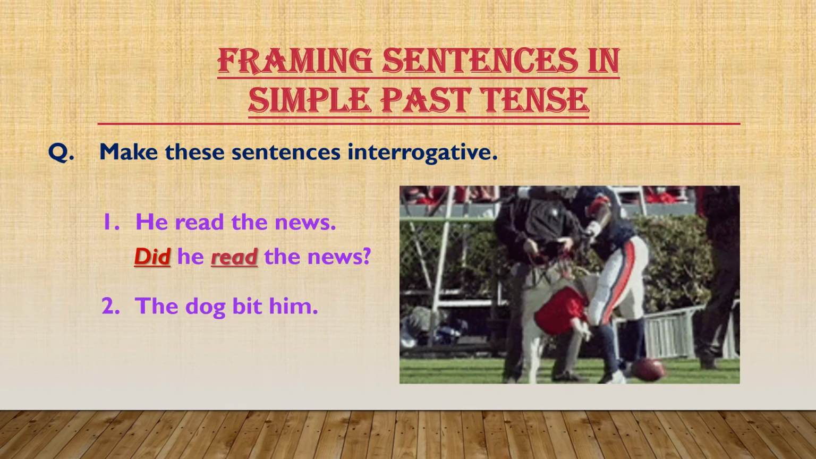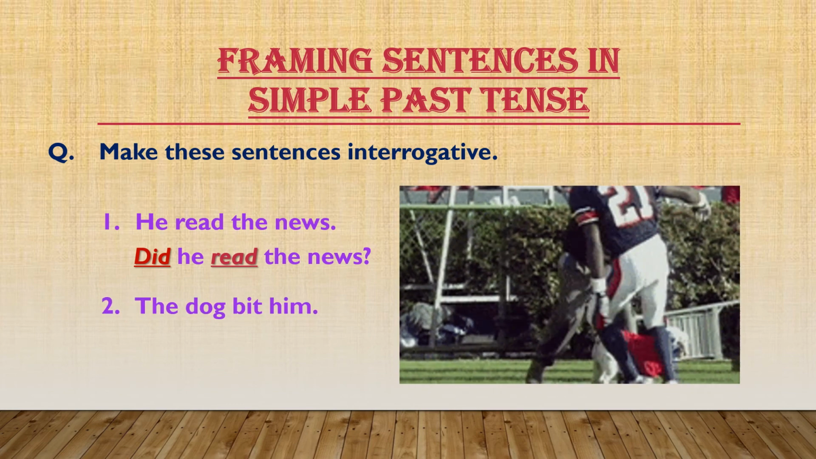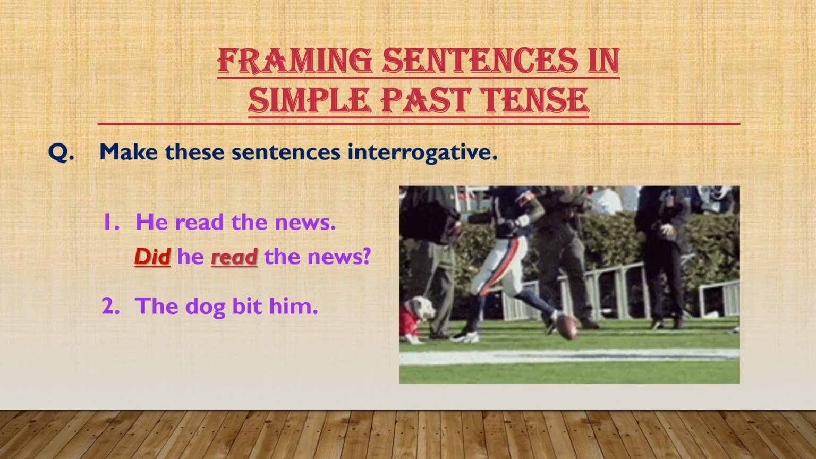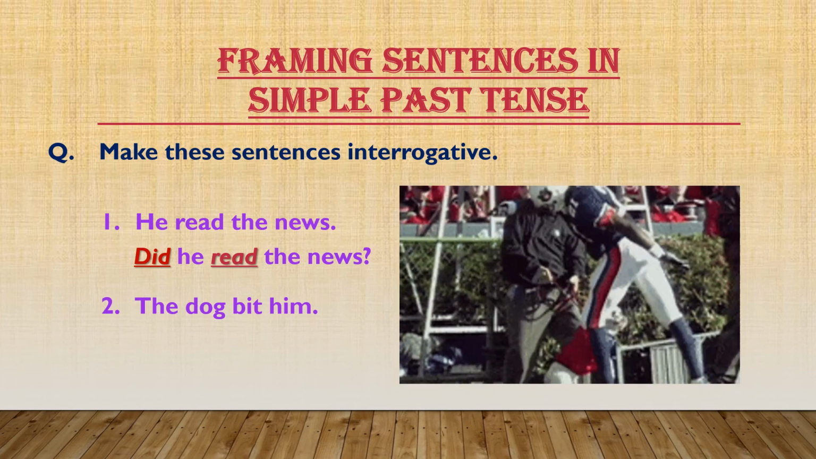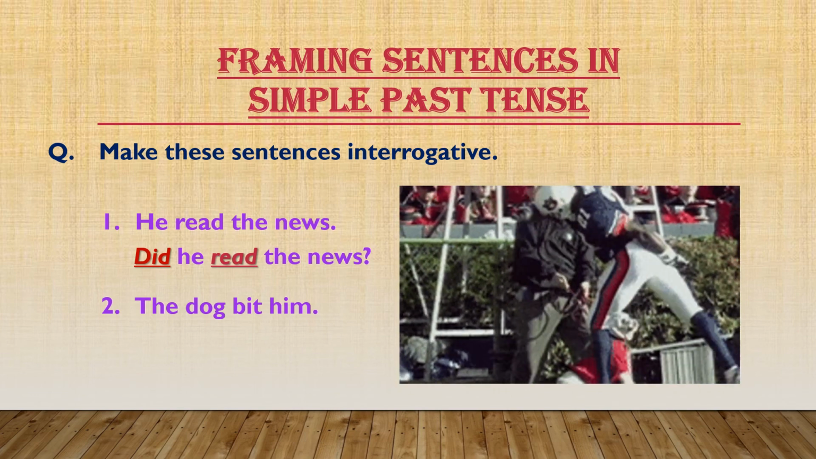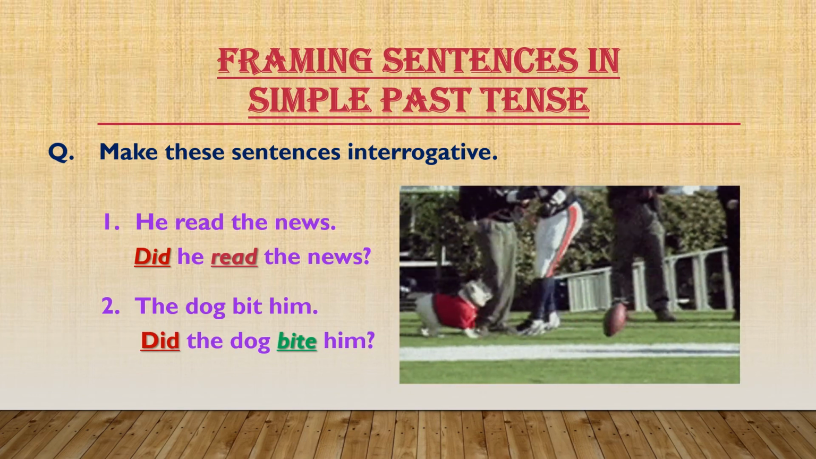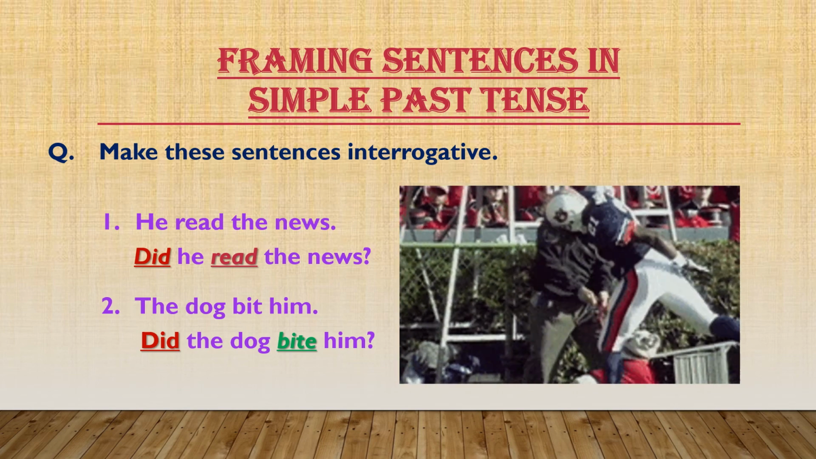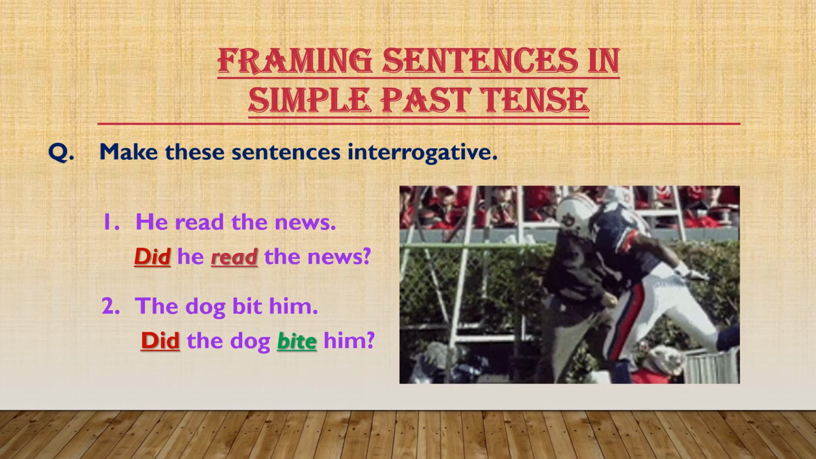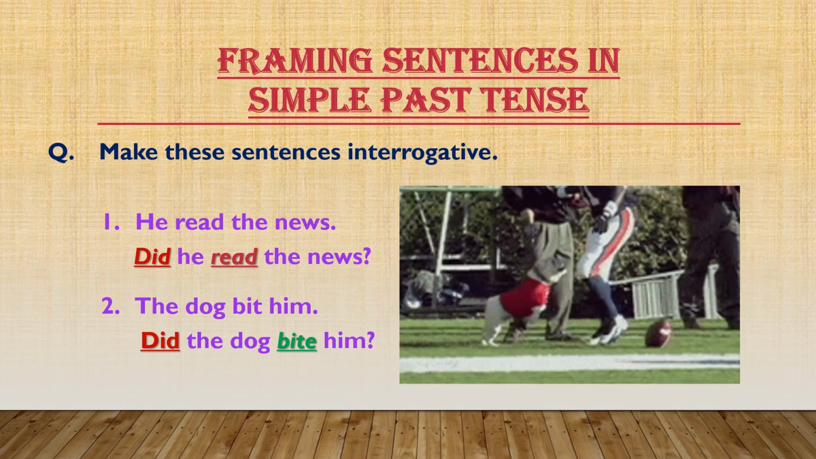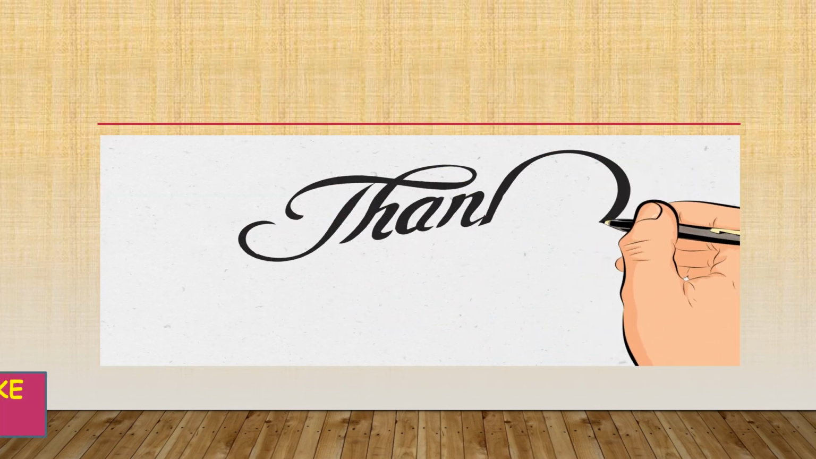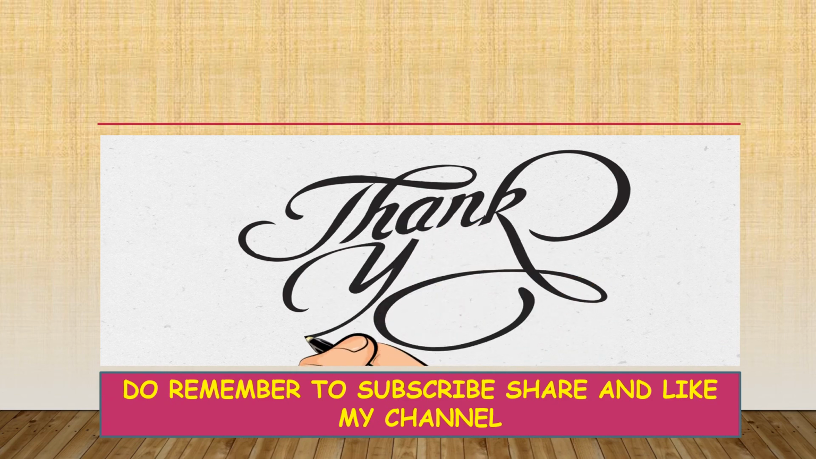Let us take another example. The dog bit him. What is the subject here? Subject is the dog. So we start our sentence with did the dog. Bit will change to its root form, that is bite. Did the dog bite him? And a question mark. So here we have been able to change our sentences into questions in a simple manner. You just need to remember the rules. I'm sure you all will find simple past tense really simple.